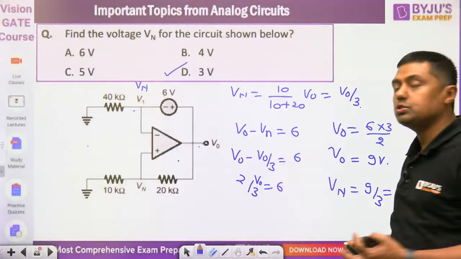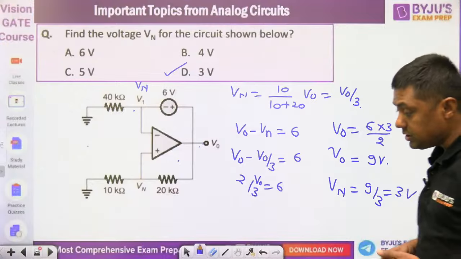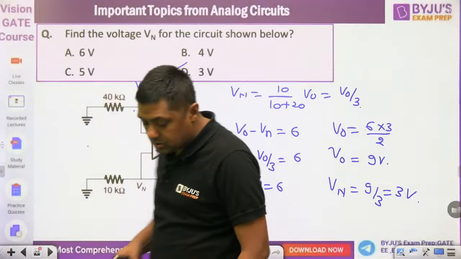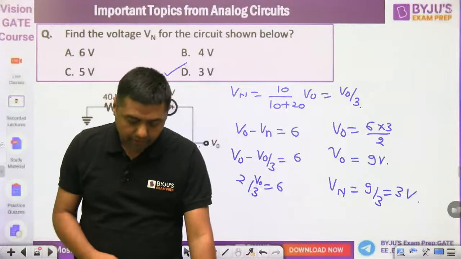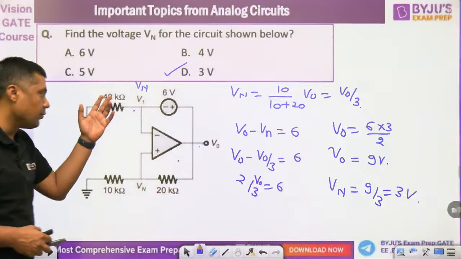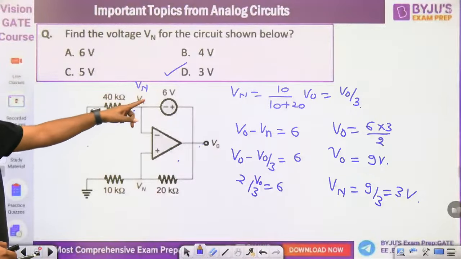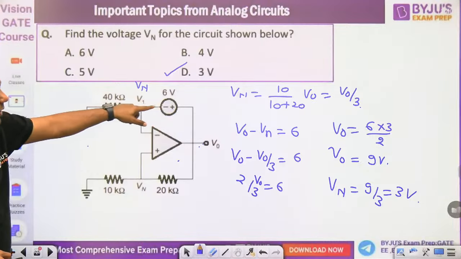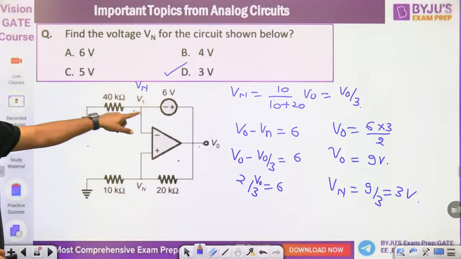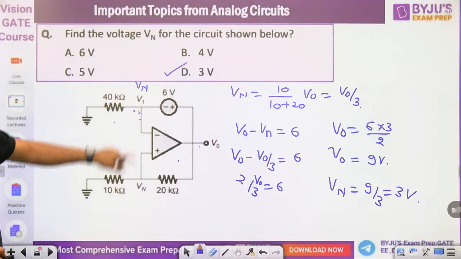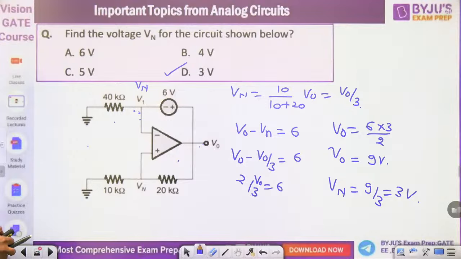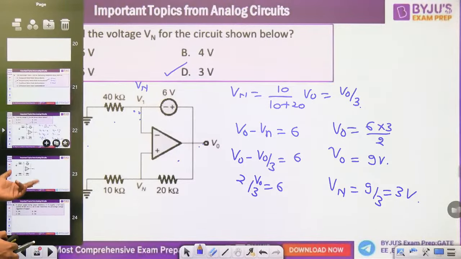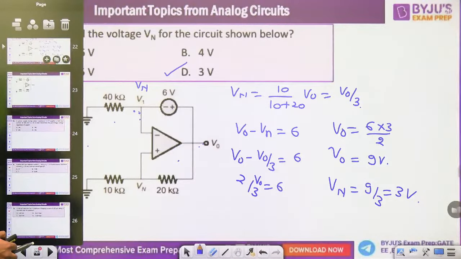Now I think your doubt is also clear. Because in a Schmitt trigger, negative feedback is not there, only the positive feedback. In this diagram, there are both negative as well as positive feedback. We have to prove that negative feedback is dominant. That's why I have made this short circuit, so V0 is equal to V1, and negative feedback is dominant. This type of question on operational amplifier is again a very important topic.